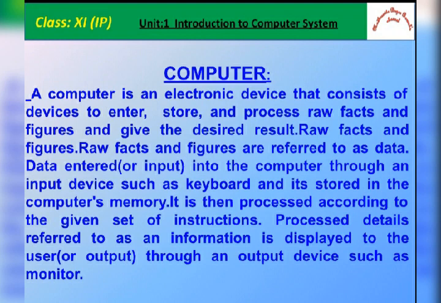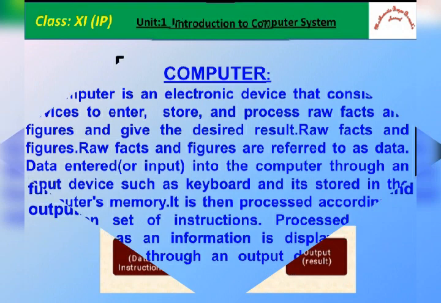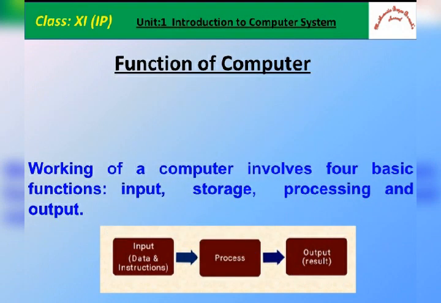For example, we can take the marks of a student in 5 subjects to form data. This can be processed according to a given set of instructions to get the desired information, for example, the total marks and the percentage. So, the working of a computer involves 4 basic functions: input, storage, processing and output.